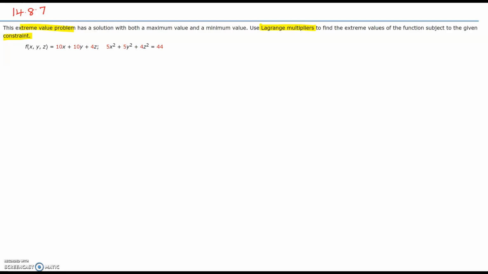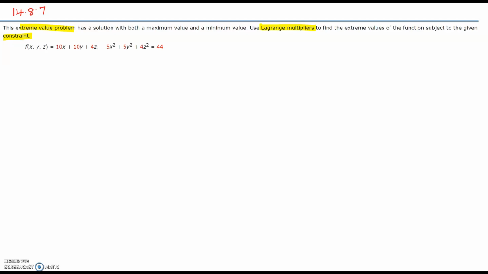Hi, in this video, I will be showing you problem number 7 of chapter 14, section 8. The extreme value problem has a solution with both maximum value and a minimum value. Use Lagrange multipliers to find the extreme values of the function subject to the given constraint. f of xyz equal to 10x plus 10y plus 4z, and the constraint is 5x square plus 5y square plus 4z square equal to 44.